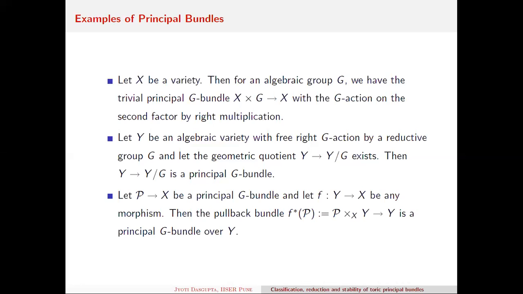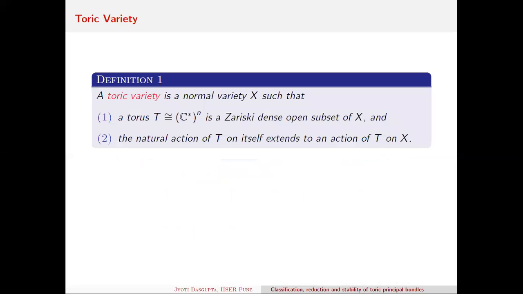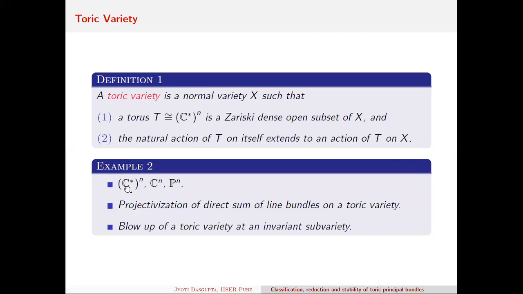So let us first recall what toric varieties are. For us, everything is over the complex numbers. A toric variety is a normal variety X, such that the complex algebraic torus T is a Zariski dense open subset of the variety. And the natural action of T on itself also extends to an action of T on the variety X. So first examples are given by the torus, affine space, and projective space.